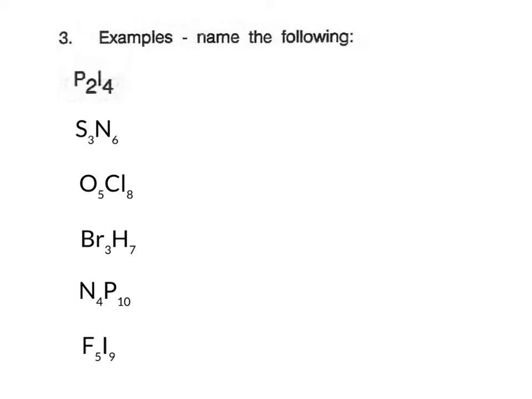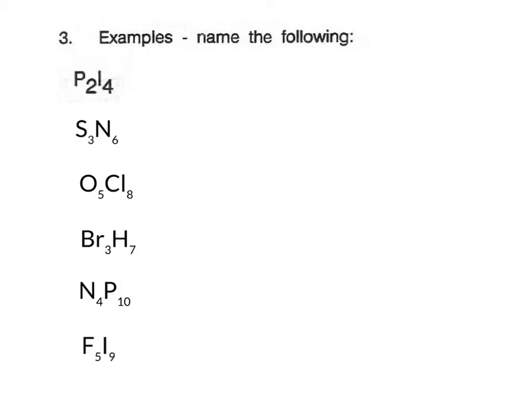The next one, Br3H7. First element is bromine, so we write bromine. The second element is hydrogen. It becomes hydride. We put the number 3 in Greek is tri, so it's tribromine. And then 7 is hepta, so it becomes heptahydride. So tribromine heptahydride. And our next one, we have N4P10. N is nitrogen, P is phosphorus, but it becomes phosphide because it's the second one. 4 is tetra, and 10 is deca, so we end up with tetranitrogen decaphosphide.